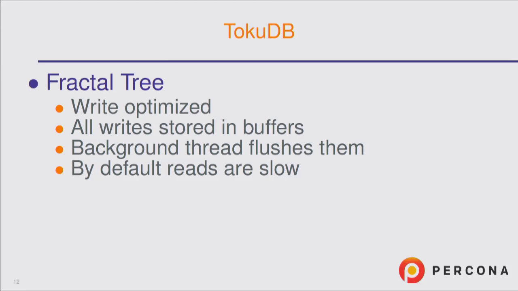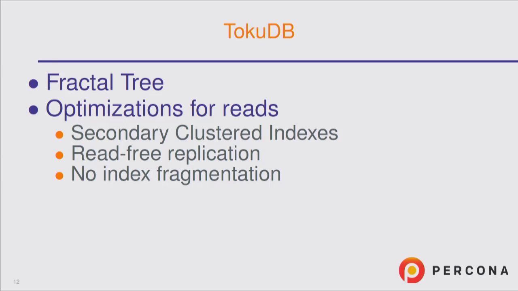But for this you have to pay with priced reads, because it cannot just go down. It's not flushed data. It's stored in buffers, and TokuDB has to search this, not checkpointed data. But TokuDB has optimization for reads. This means it has a secondary clustered index.